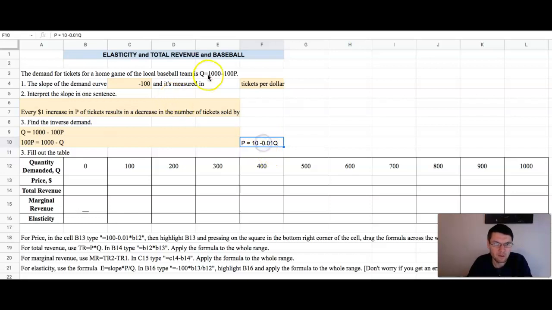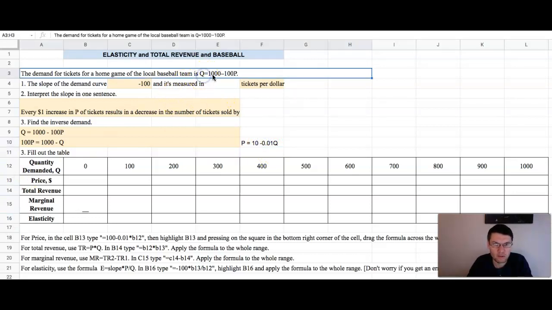So these two equations, quantity equals 1000 minus 100 times the price, and price equals 10 minus 0.01 times the quantity, correspond to one and the same line, except in the first case, quantity is expressed as a function of price, which is the standard way, and in the second case, price is expressed as a function of quantity, which is what we call the inverse demand.